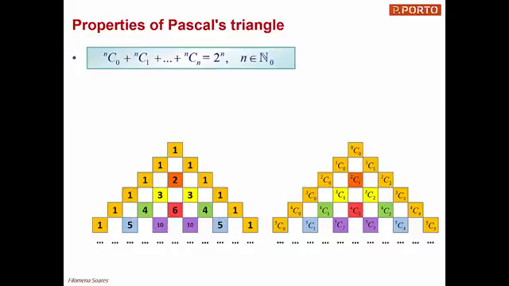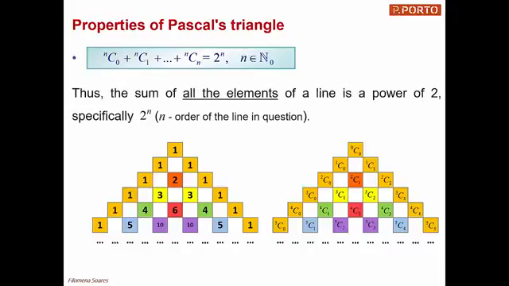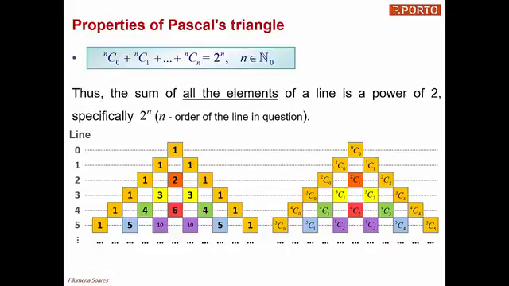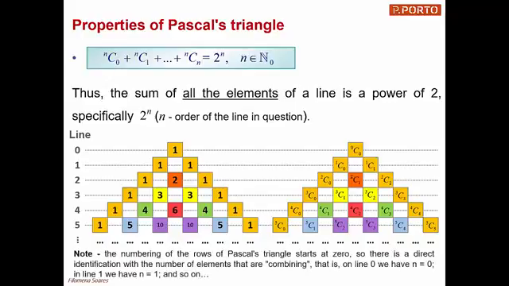Another property of Pascal's triangle gives us that the sum of all terms in a line is a power of 2, specifically 2 to the power of n, where n is the order of the line in question. If we number all the lines in the triangle, we must note that the numbering of rows starts at 0, so we have a direct identification with the number of elements being combined. In line 0 we have n equals 0, in line 1 we have n equals 1, and so on.